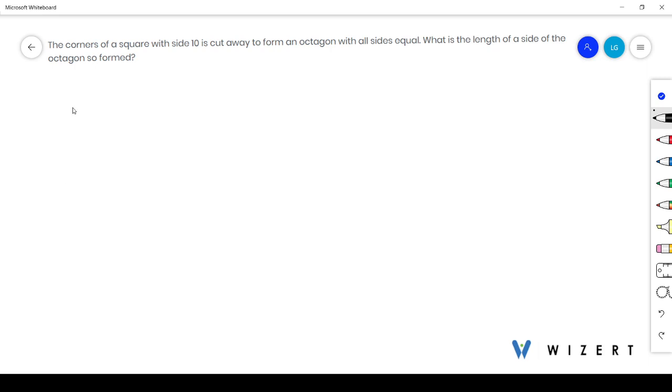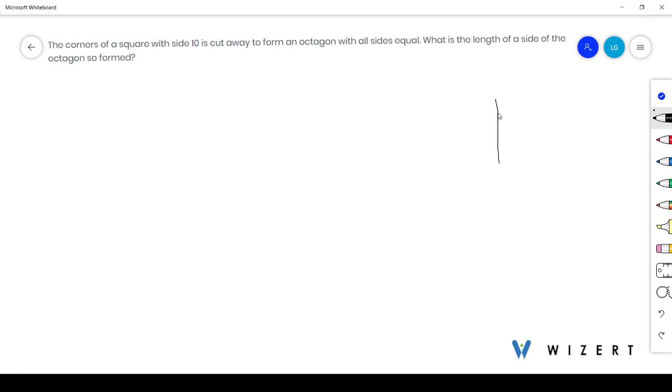Our question is, the corners of a square with a side 10 are cut away to form an octagon with all sides equal. What is the length of a side of the octagon so formed?